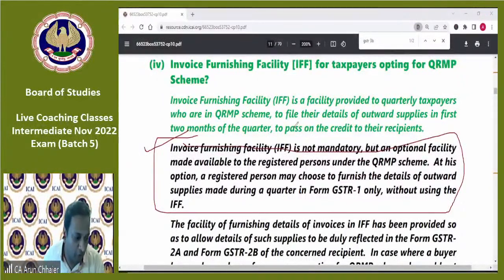If 5 crore is exceeded in QRMP, what happens? Need to convert into the monthly, from the next quarter.